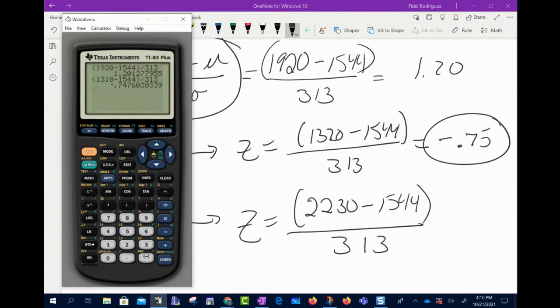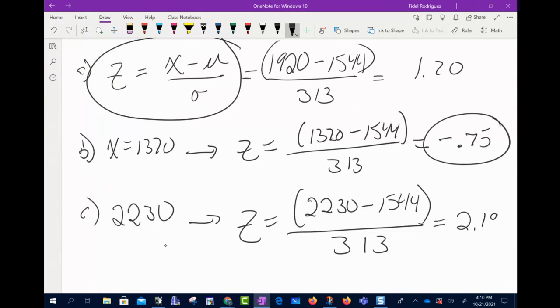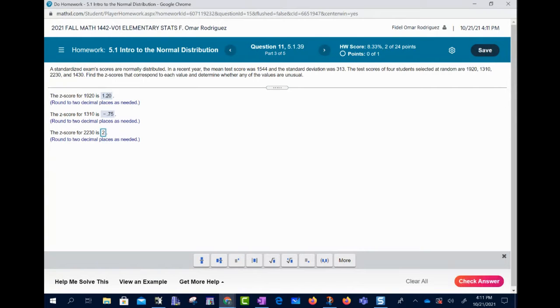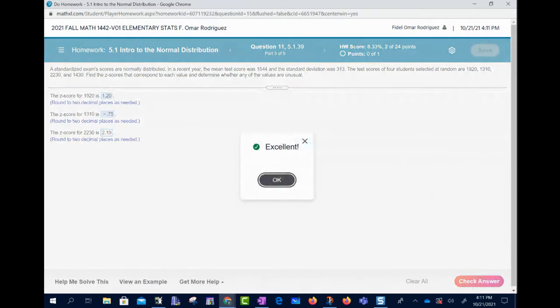So again, I'll go second entry. Now I'm just going to change that first number to a 2230. Okay, hit enter now. And I'm coming up with 2.19. Yeah, 2.19. So again, when I pull up my problem again right here, I'm just going to type in 2.19. We're going to hit enter.